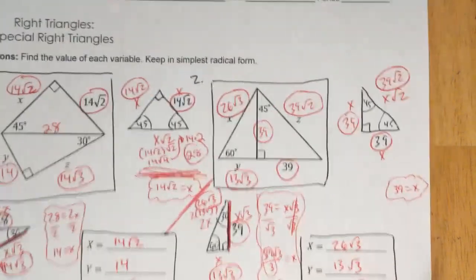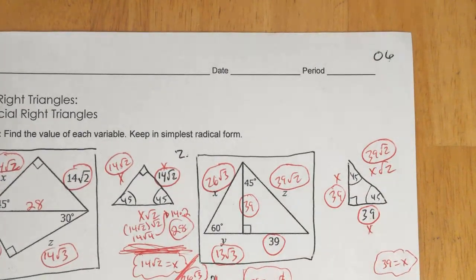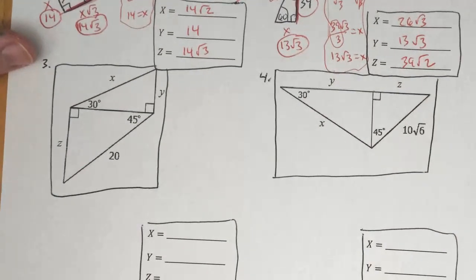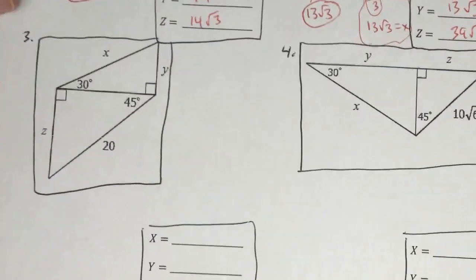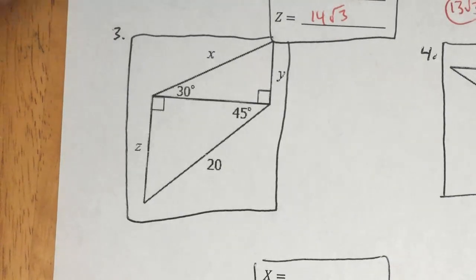So right now, the first thing we're going to do, everyone go to page 6. So we're on page 6. And today we're going to be working on number 3 and 4. So let's jump on number 3. So we're on page 6, number 3.